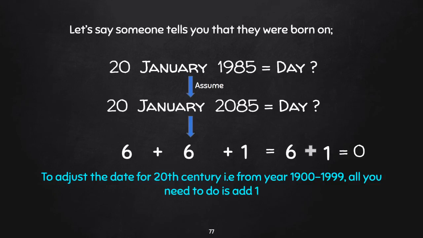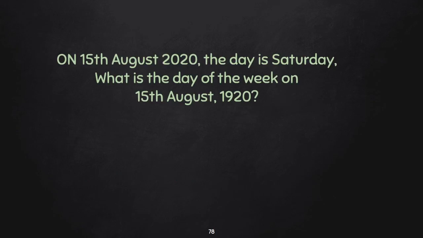On 15th August 2020, the day is Saturday. What is the day of the week on 15th August 1920? Just by looking at this problem, I can say that on 15th August 1920, the day will be Sunday. I don't even need to do any additional calculation here, because to adjust for the 20th century, all I need to do is just add an extra 1.